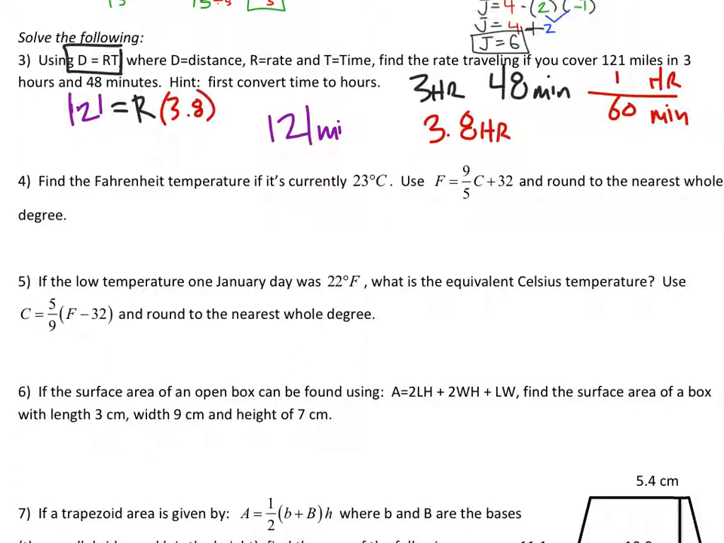Alright, so to solve this one, we'll have to divide both sides by 3.8. And then those cancel out. So in the calculator, 121 divided by 3.8. And I get, on my calculator, 31.84, it didn't tell us where to round. We could make it 32 miles per hour, or mph.